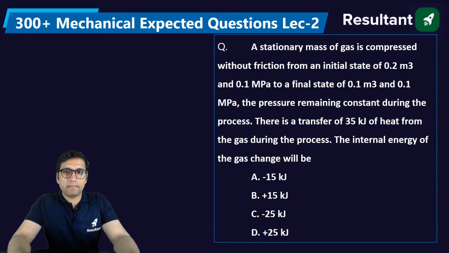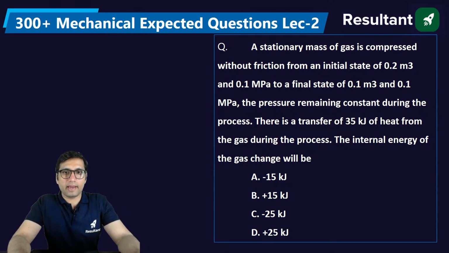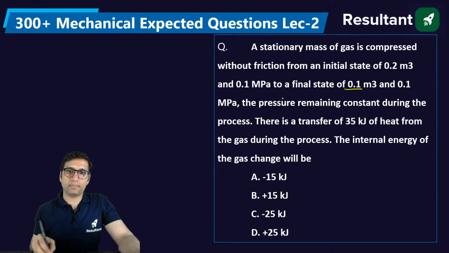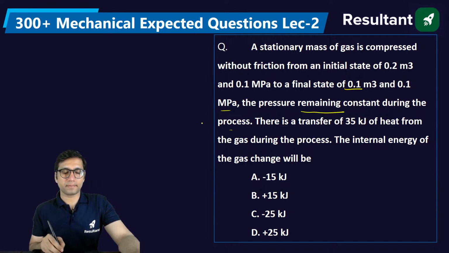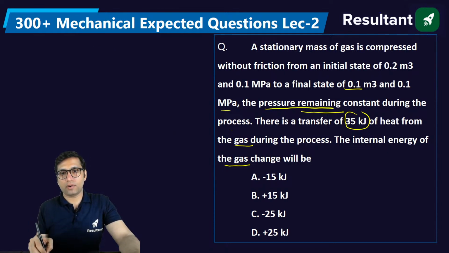A stationary mass of a gas is compressed without friction from an initial state of 0.2 meter cube and 0.1 megapascal to a final state of 0.1 meter cube and 0.1 megapascal, the pressure remaining constant during the process. There is a transfer of 35 kilojoule of heat from the gas during the process. The internal energy change of the gas will be. In this question, it is given that the pressure is remaining constant, and you have to determine the internal energy.